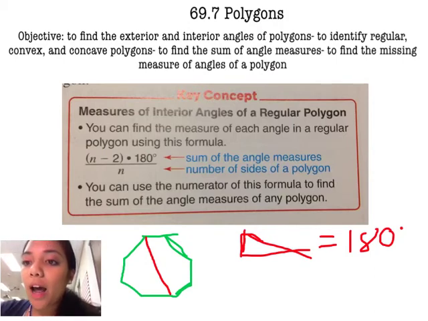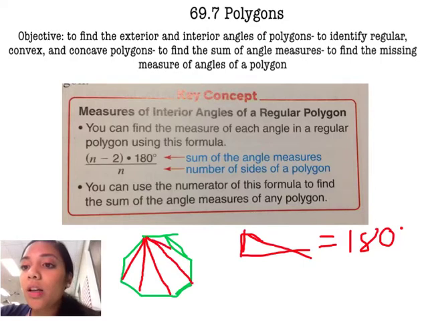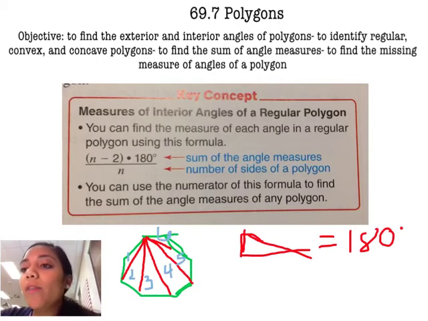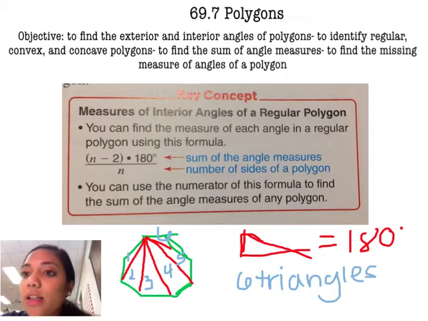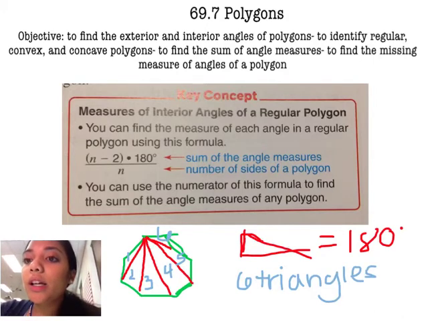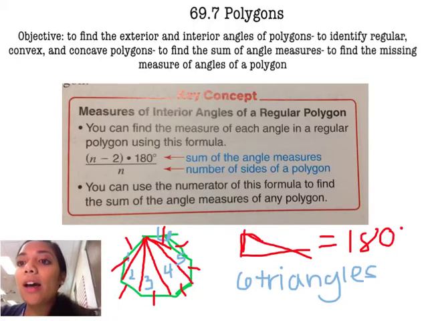So if I were to split it, I would draw as many diagonals as I can. That means that I have 1, 2, 3, 4, 5, 6. So I have 6 triangles. And if you notice, there are 8 sides in an octagon: 1, 2, 3, 4, 5, 6, 7, 8.